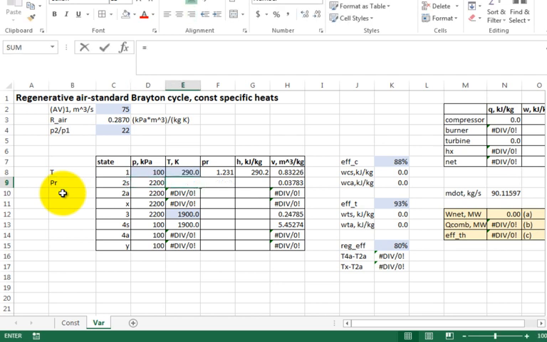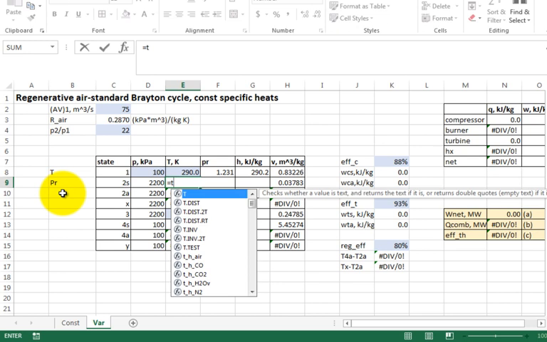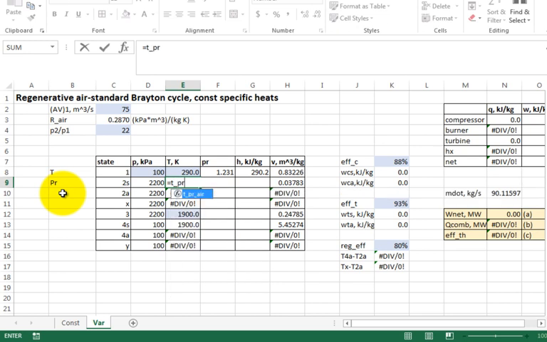Now, knowing PR at that state, I can get the temperature. How can I get the temperature? Go and say, give me the temperature as a function of PR for air. There it is, same table. You're going to do the same exact steps. And so here you go and grab that cell.